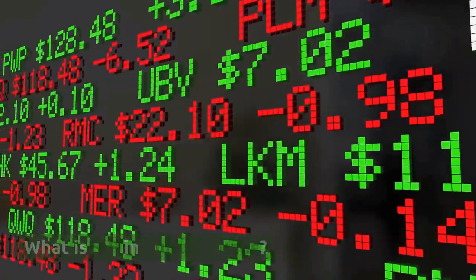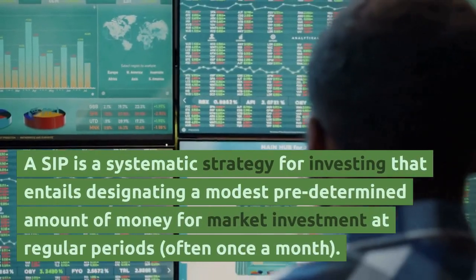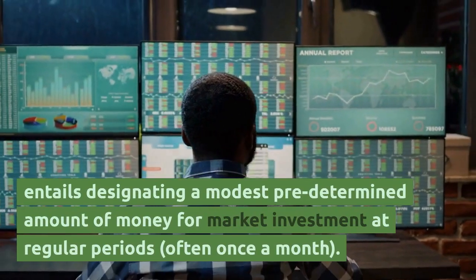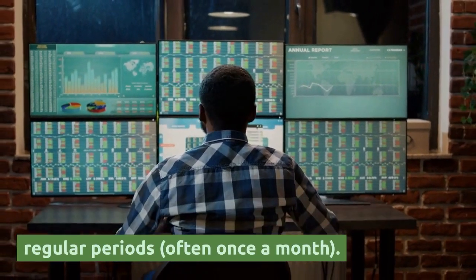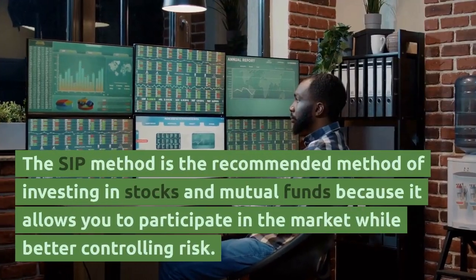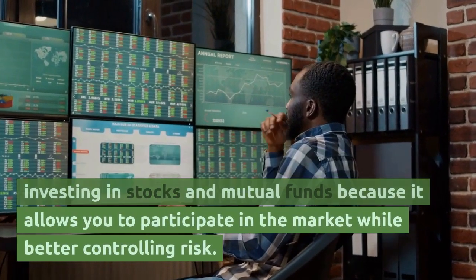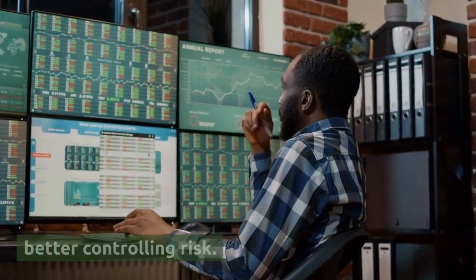What is SIP in mutual funds? A SIP is a systematic strategy for investing that entails designating a modest predetermined amount of money for market investment at regular periods, often once a month. The SIP method is the recommended method of investing in stocks and mutual funds because it allows you to participate in the market while better controlling risk.